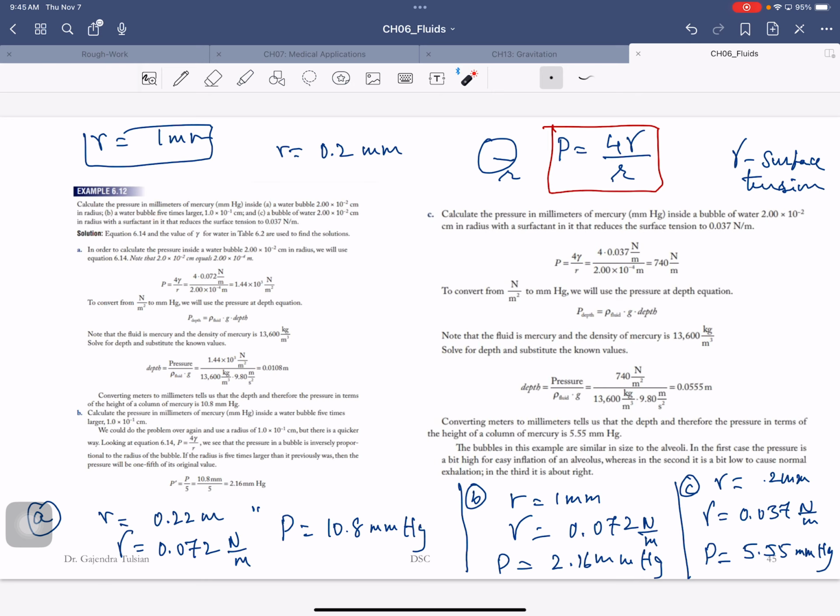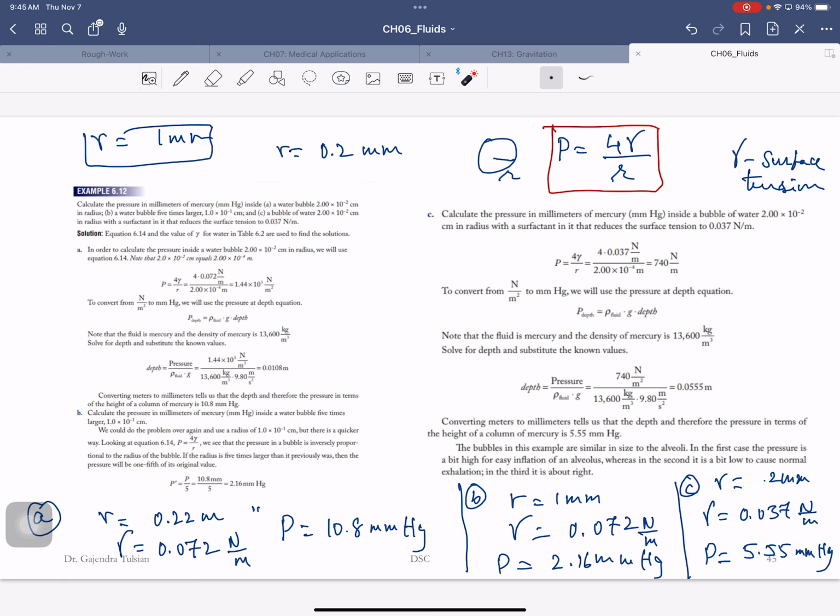and then a bubble of water 2 times 10 to the minus 2, so the same radius with a surfactant. What a surfactant does is it reduces this number. Okay, and we'll come to that. So in your alveoli, it's not just water, it's a surfactant. There's proteins in your alveoli that reduce this to half the value of water. Okay, and it reduces the surface tension to 0.037 Newton per meter.